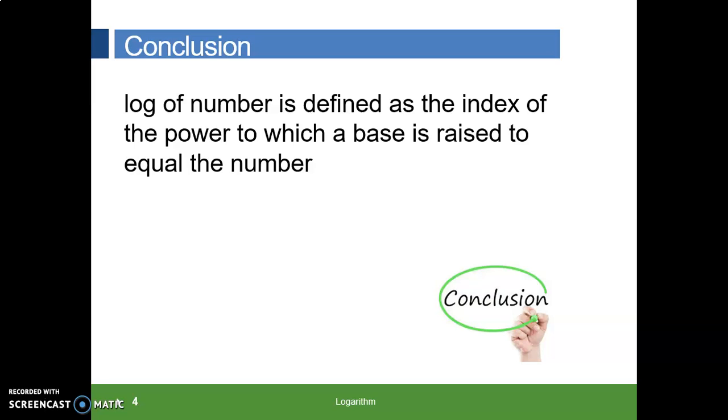To conclude, if I have some number, what power do I have to raise it to in order to get the argument? Thank you.